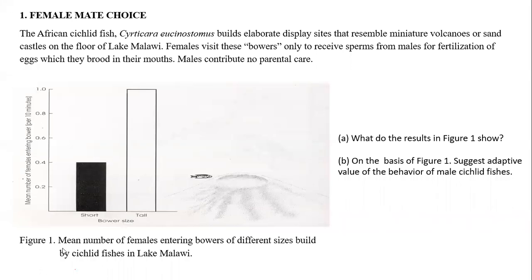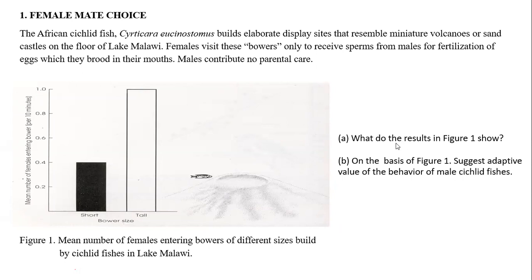Then we look at the figure title itself. It says the mean number of females entering bowers of different sizes. We know some are short, some are tall, and these are built by cichlid male fishes in the lake. So now we can go to the question, because I think we have the background. We know the story about breeding. The males are making castles. Some males make small castles, some males make big castles, or short or tall castles, and the females make choices.